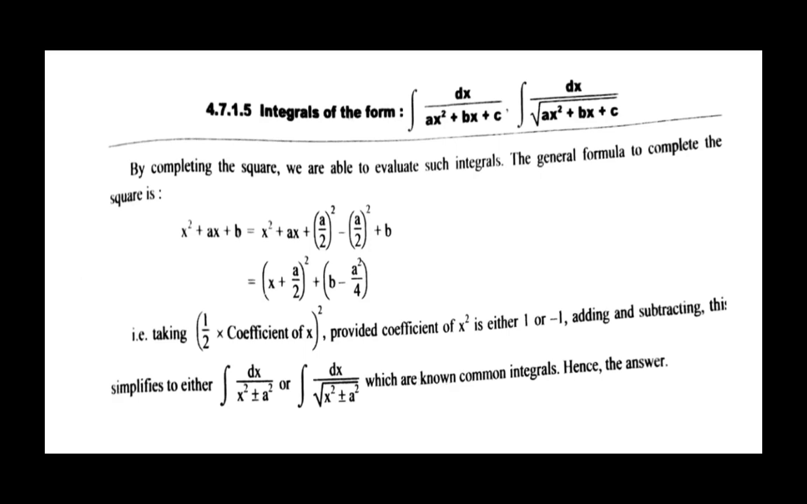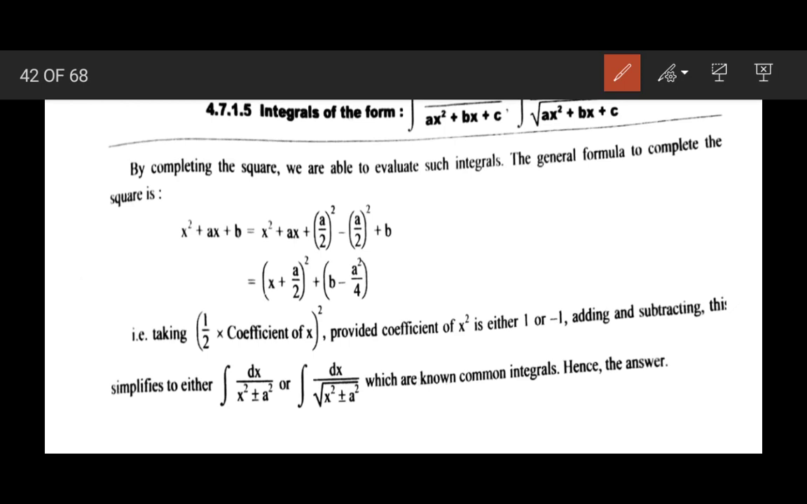In today's video we are going to see the integral of the form integral dx upon ax square plus bx plus c, or integral dx upon under root of ax square plus bx plus c. That means 1 upon a quadratic equation, or 1 upon under root of a quadratic equation. So if this type of question is given to integrate, then how to do the integration?